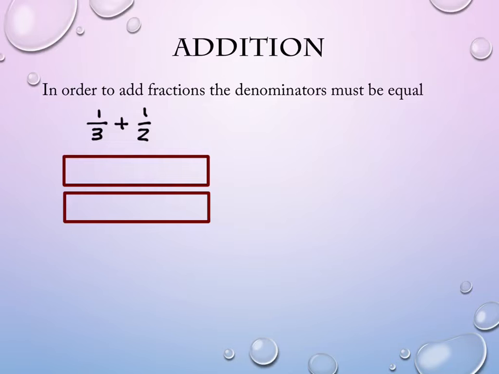So the first fraction is 1/3. So we're going to take the first box and we're going to split it into roughly 3 equal pieces. They don't have to be perfect, but close. And 1/3 means we've got to shade in one of them. The second fraction box is to split in half, and we will shade one of the 2 halves.